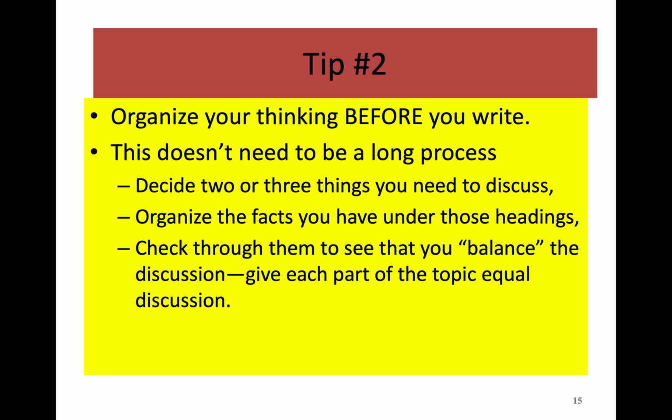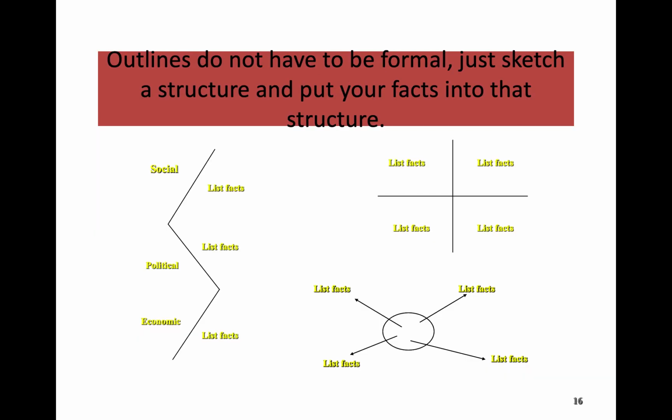So decide the 2 or 3 things you need to discuss from your prompt. Organize and check through them to see that you balance the discussion. Now remember, English tells you one thing, and I understand. But with you, which paragraph should go first? God bless the one you got the most to write about. You want to hit them hard with the good stuff first. You might not have enough time at the end, and thus you make your weakest at the last.